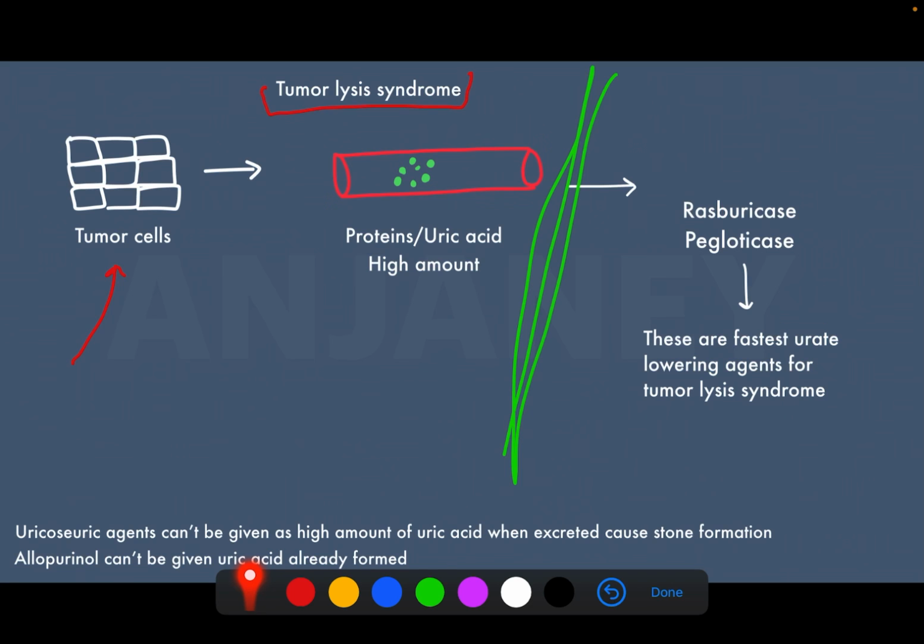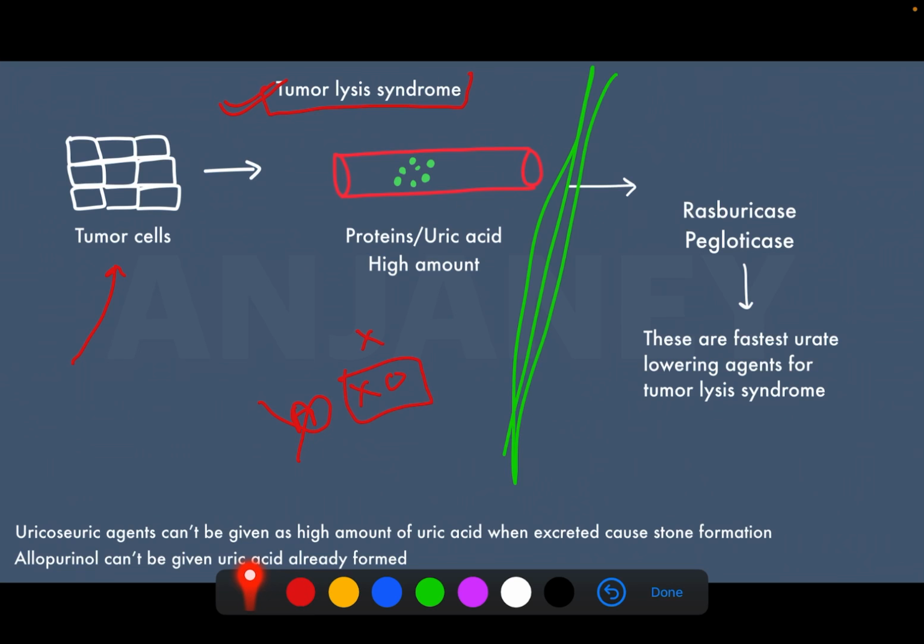Let's revise all the drugs. See, can I give allopurinol here? What will allopurinol do? Allopurinol will inhibit the xanthine oxidase enzyme. So there is decreased production of uric acid from xanthine, but I already have a lot of uric acid over here. I don't want to inhibit the formation. I want to get rid of this. So I can't give allopurinol in tumor lysis syndrome, right?